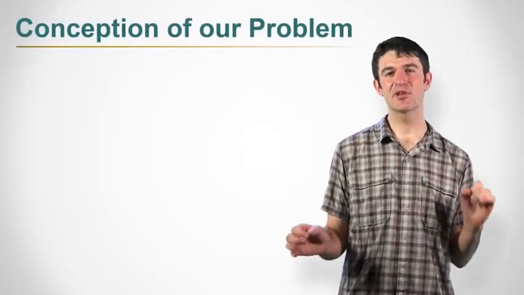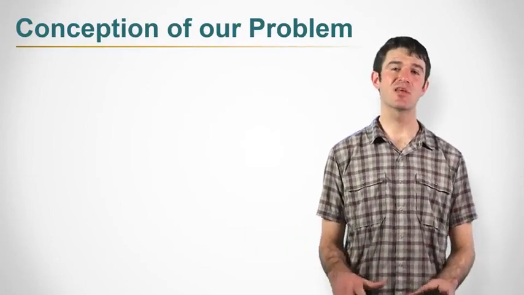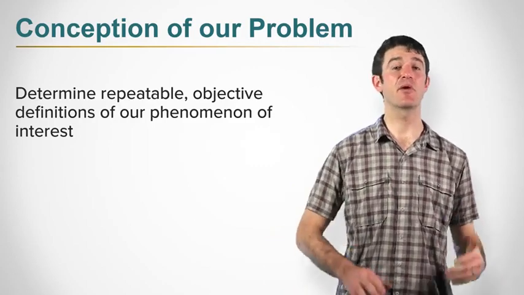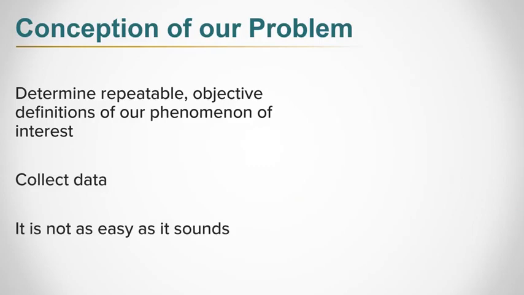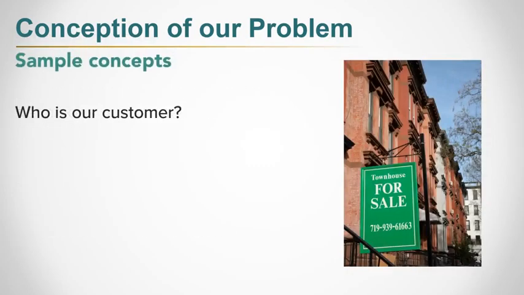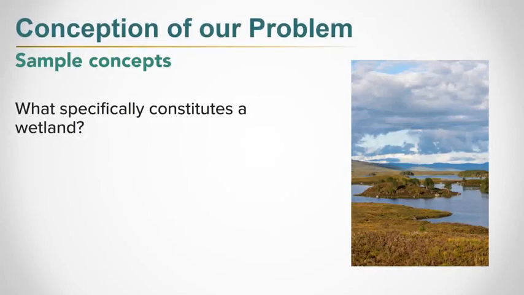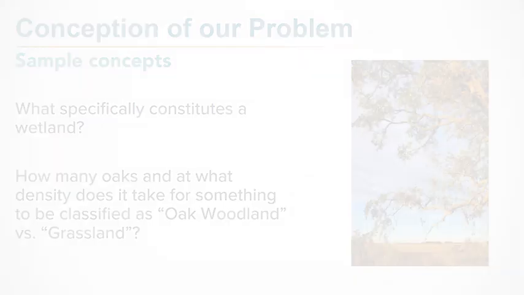So, let's start with the first part of the research process, our conception of our problem. To start with, we need repeatable, objective definitions of our phenomenon of interest so that we can acquire data on it. That's harder than it sounds. For example, who is our customer? What are his or her interests? What characteristics define a neighborhood? What specifically constitutes a wetland? How many oaks and at what density does it take for something to be classified as oak woodland versus grassland?